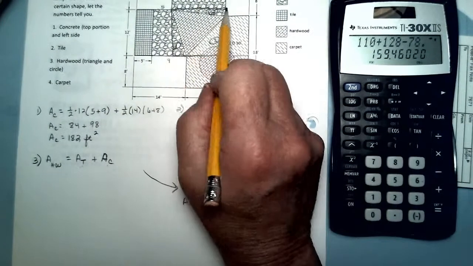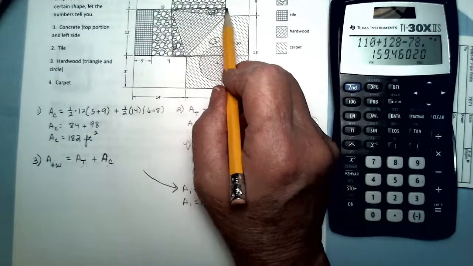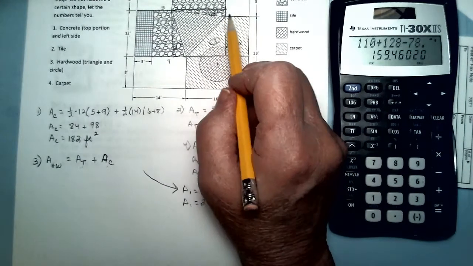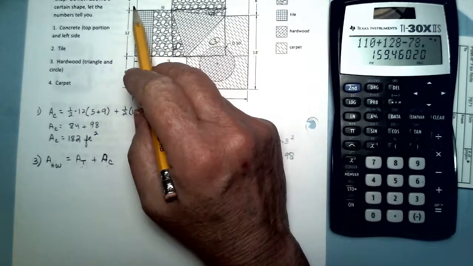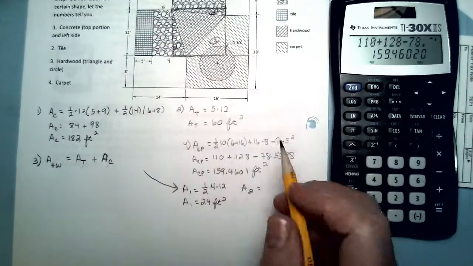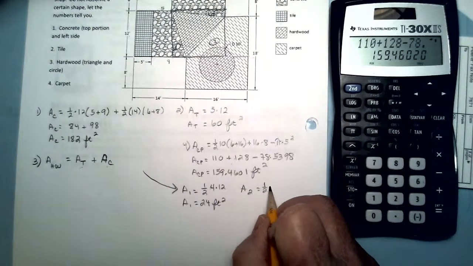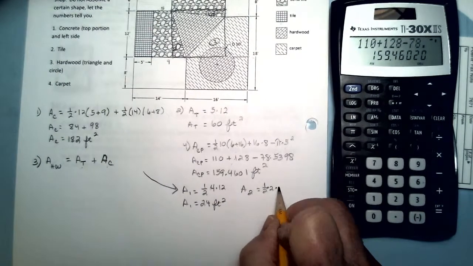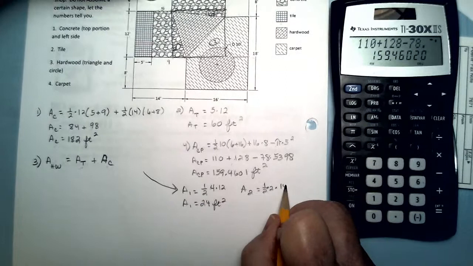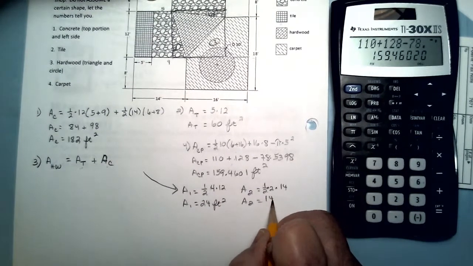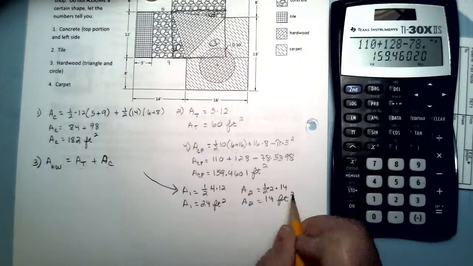Okay, let's take a look at triangle number 2, which is up here. I know the height is 14 based on him, and this little bitty guy is going to be 2 because I know from here to here is 8, and from here to here is 6, which means that little part is 2. So 1/2 base times height, which is 14. Half of 2 is 1, and 1 times 14 is 14. So that's 14 square feet.